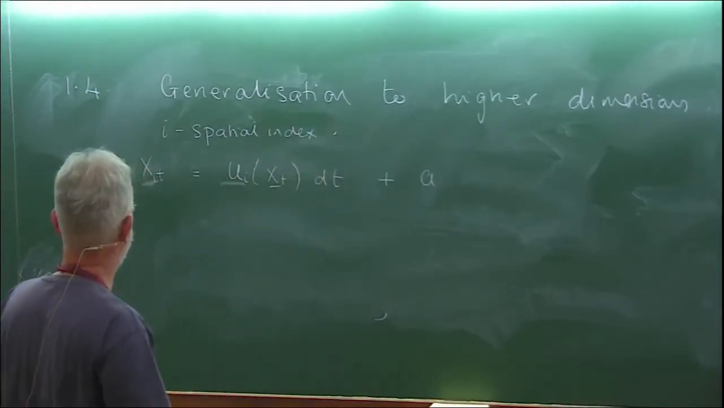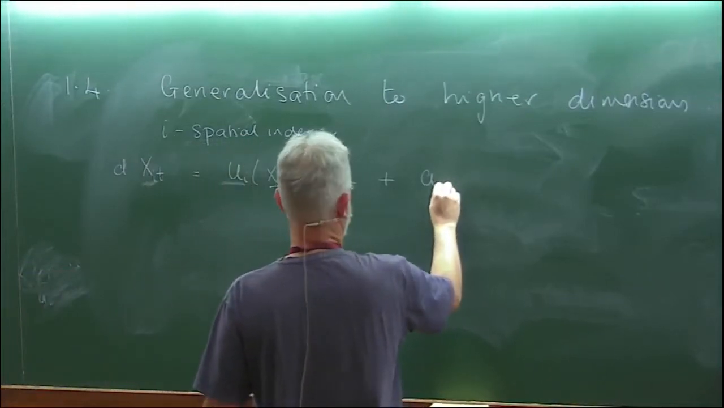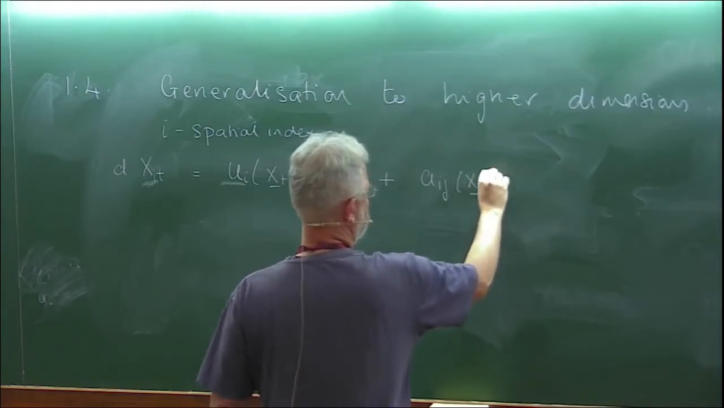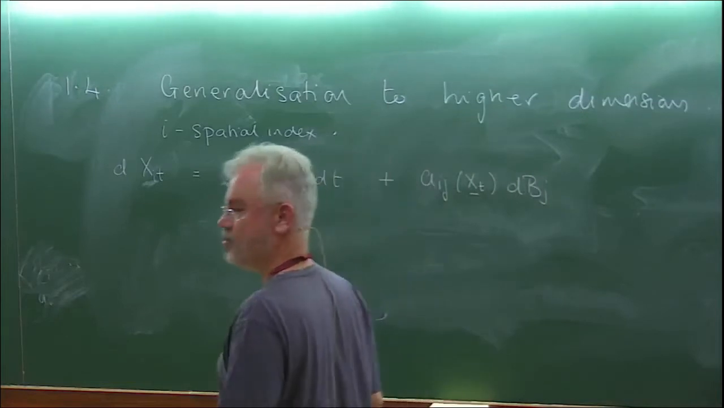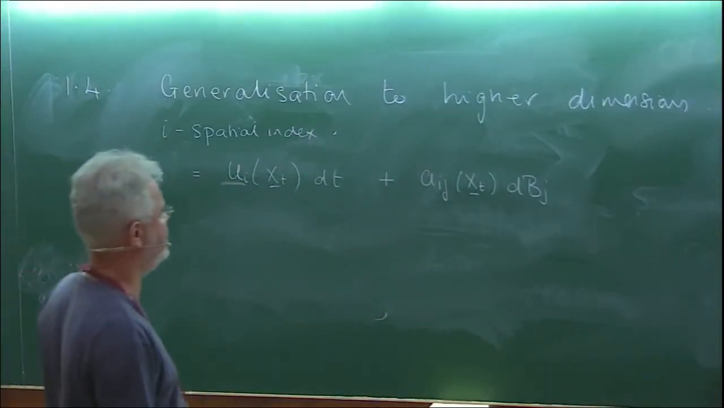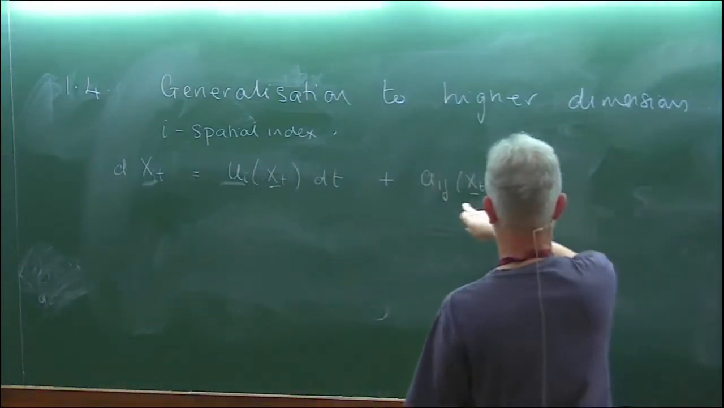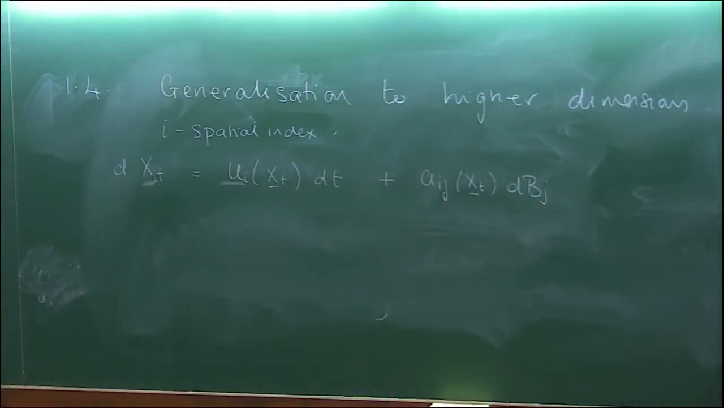So dx_i of t is equal to u_i of x of t plus a_ij of x of t times dB_j. So I'm generating a Brownian motion by multiplying it by some matrix a_ij. I'm using the summation convention, right? So if I have two indices which are the same, it means I'm summing over them. So this is matrix multiplication. That's the general form for a stochastic differential equation in d dimensions, right?